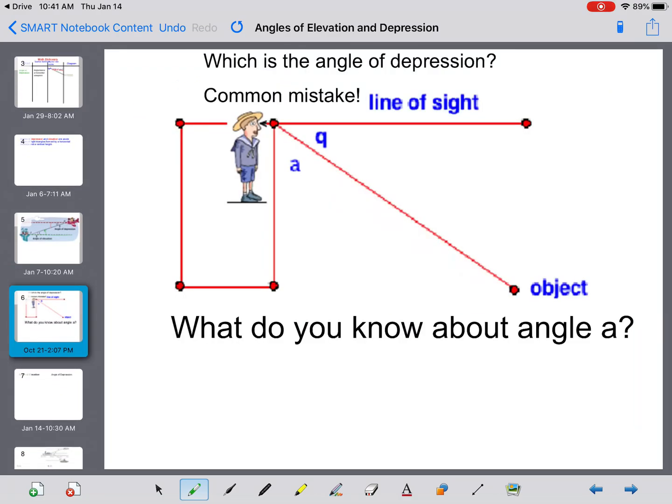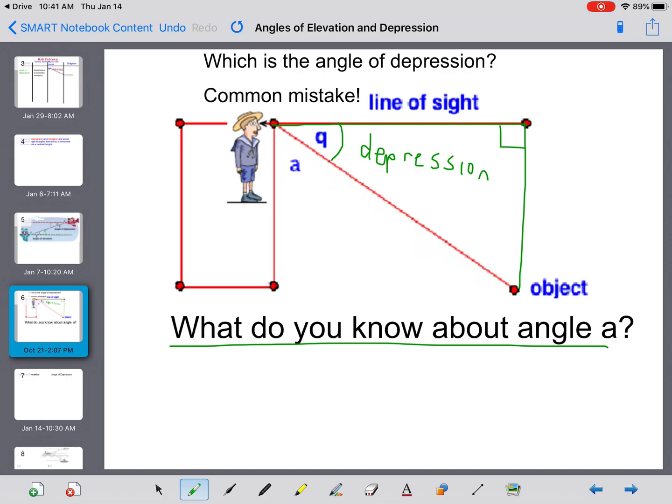A common mistake to make. Which of these angles do you believe is the angle of depression? Angle Q or angle A? Take a guess now. If you said angle Q, you would be correct. The horizontal line of sight of this man is this line. The angle of depression would be angle Q, where we would create this upside down right triangle to describe an angle of depression.